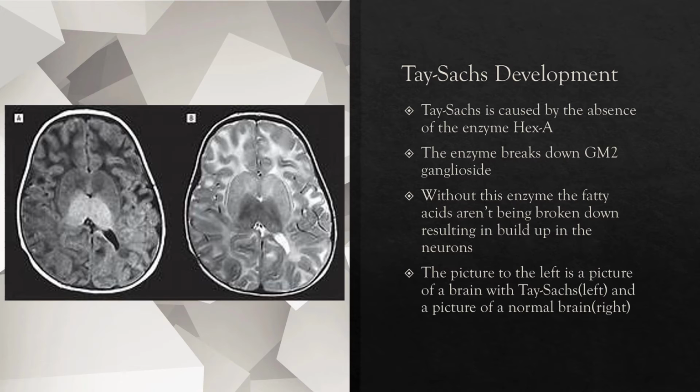In the picture to the left, you can see two different images of the brain. The image to the right is a normal brain, and the image to the left is the brain with Tay Sachs. And then if you look towards this part right here, where that white is, that's where the disease is forming.